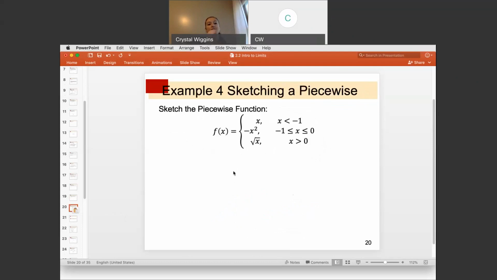Now I want to practice sketching a piecewise function with you so that you guys can recall. This is back from algebra or pre-calc, but the more that we understand how to create a piecewise function, the easier it is for us to understand how to read it. So I am going to jump over to my whiteboard so that we can draw this out together.